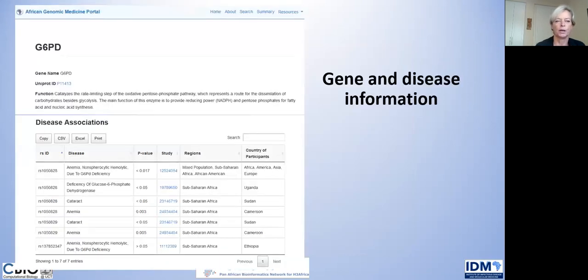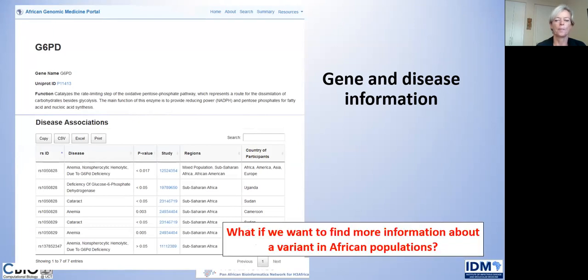You can also search by a particular gene, and once you've got that gene, then you can get disease-associated information for that gene. So just picking up on the G6PD again. So this portal is available, and it's going to be available.